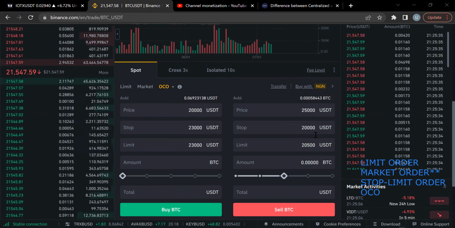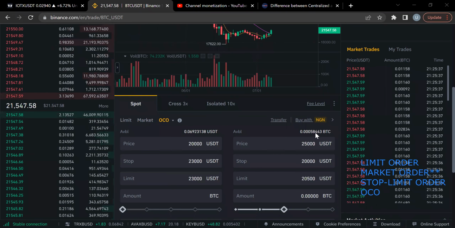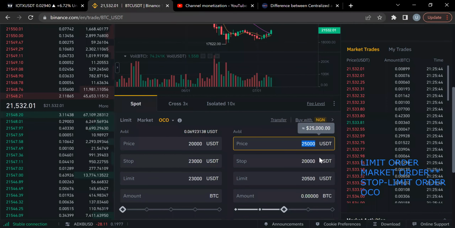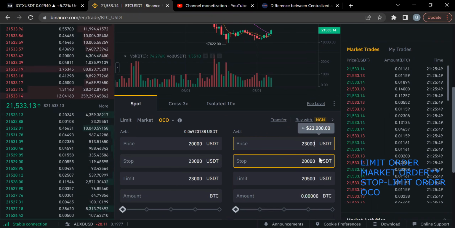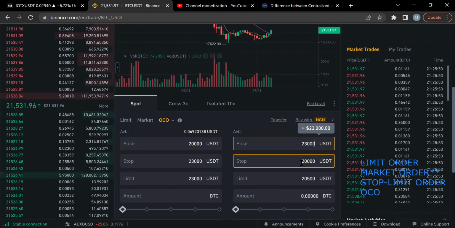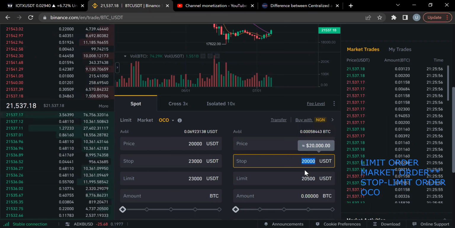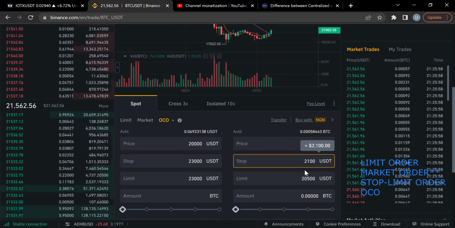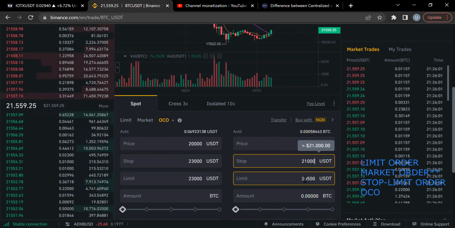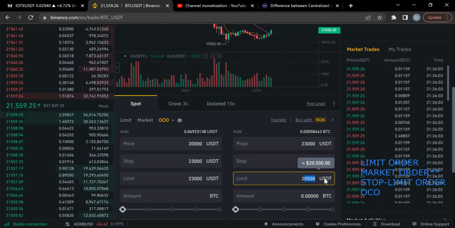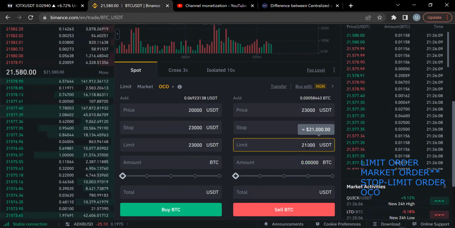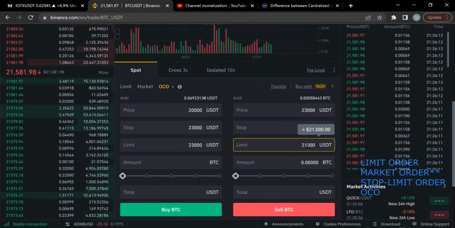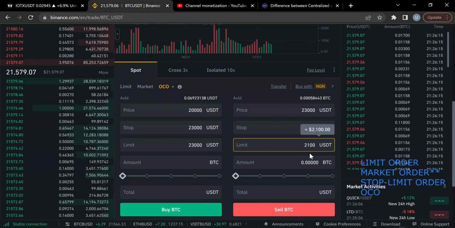Okay, so now I have 0.0055843 BTC here. I can decide that I want to sell it. If it goes up to 23,000, I want to sell it for me. But if it doesn't go up that much and it begins to go down to 21,000, please sell it for me. I can decide that if it goes down to 21,000, still sell it for me. Or I can say if it goes down to 21,100, sell it for me.